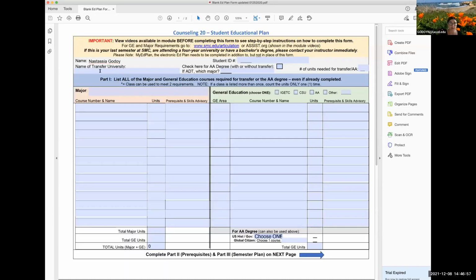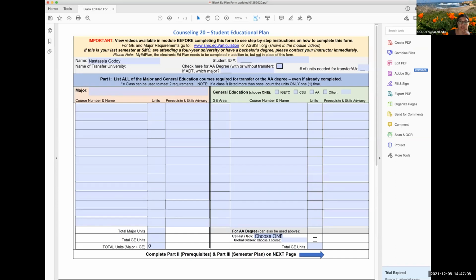So for me, my transfer university is going to be, why is this not letting me type in? Of course, my computer's frozen now. Let's see.